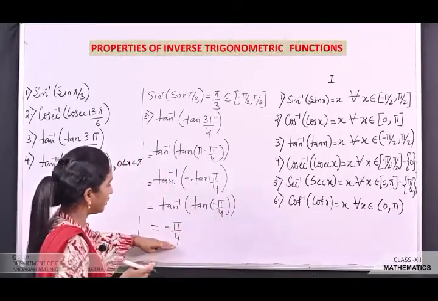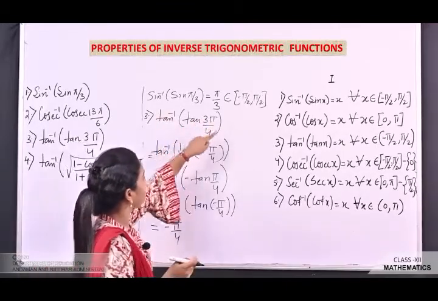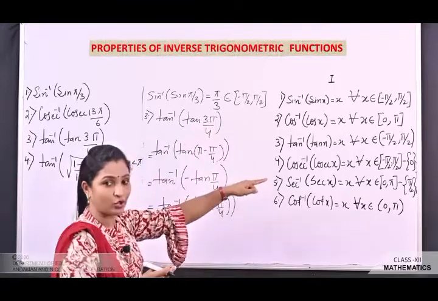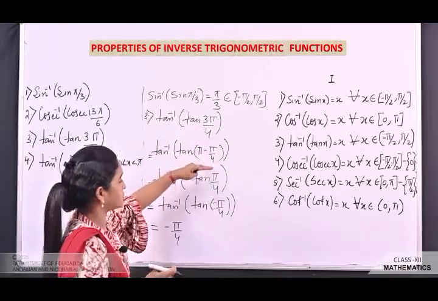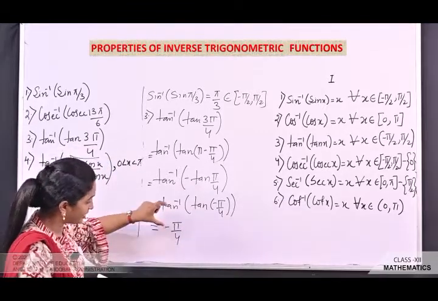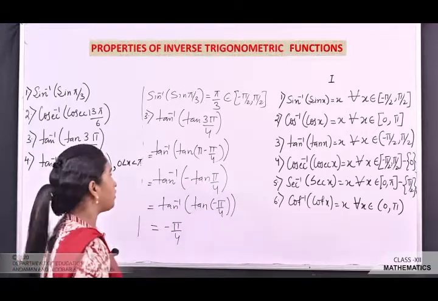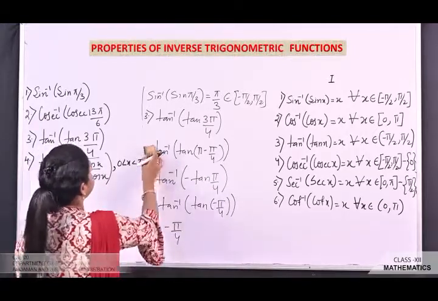So this is the way you have to solve the question. You have to do some modification. If you see that the angle does not lie in the domain, you have to do modification. You have to see the quadrant, and then do it step by step and get the answer. The answer must lie within the domain. I think it's clear. Now we will see the fourth one.